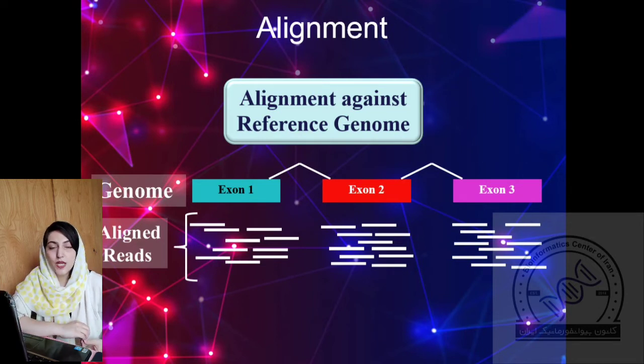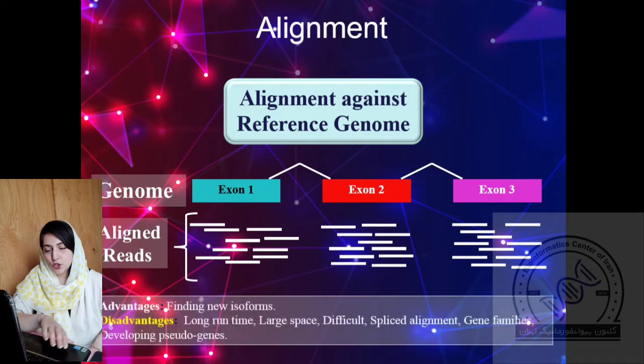This is good because we can determine that each short read belongs to different parts of the genome, and we can say that okay, there are several exons in this one gene, and even if there is an alternative splicing, we will determine and recognize that if we do alignment against the reference genome.